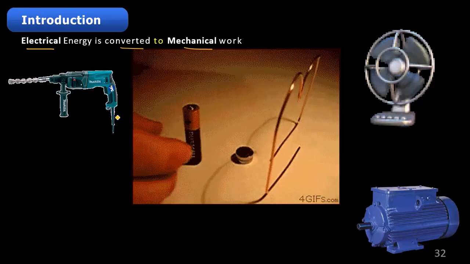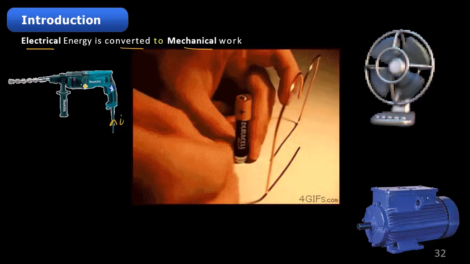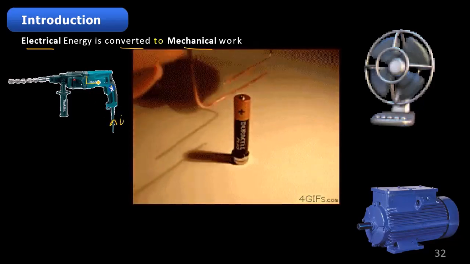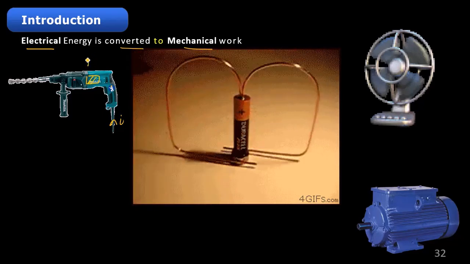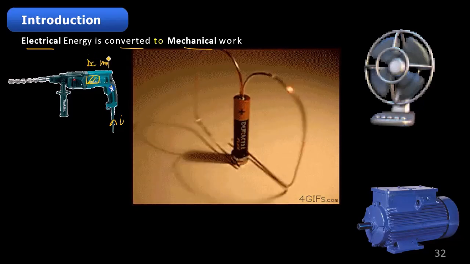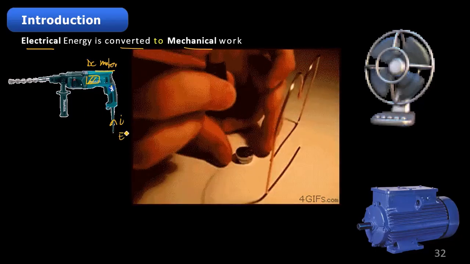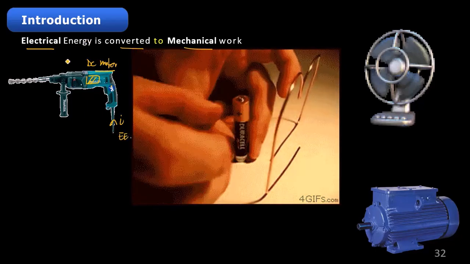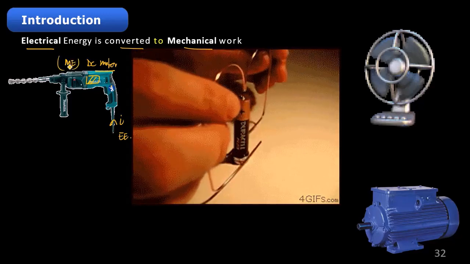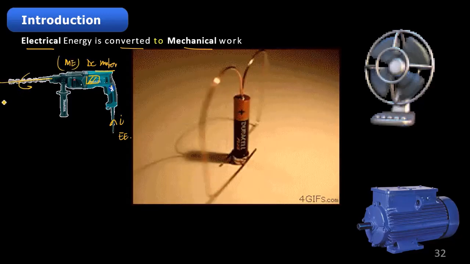So when you supply this current, something is there, that is basically the DC motor. Inside it there is a DC motor, which will produce the mechanical energy. The electrical energy I am giving as the input has been converted into mechanical energy through this DC motor, and because of this the drill bit will rotate.